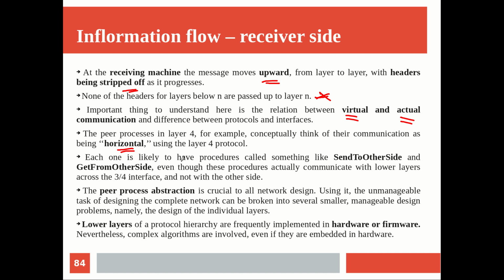Each layer is likely to have procedures called send to other side and get from other side. These could be methods defined in the interface, maybe across the 3/4 interface. This kind of abstract function will be defined, and that will be called by the other layer. So the peer process abstraction is crucial to all network design. Abstraction in the sense that details should be hidden from the other layers. Using it, the unmanageable task of designing the complete network can be broken into several smaller manageable design problems.